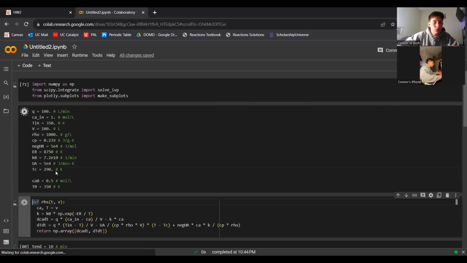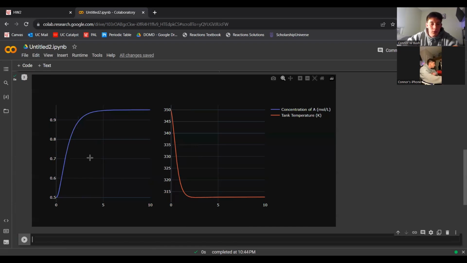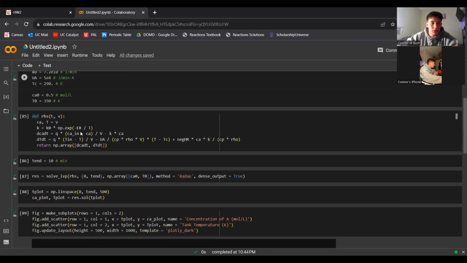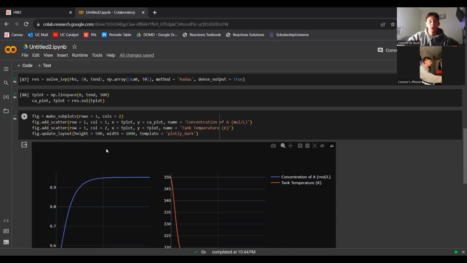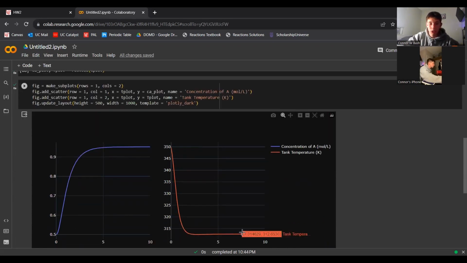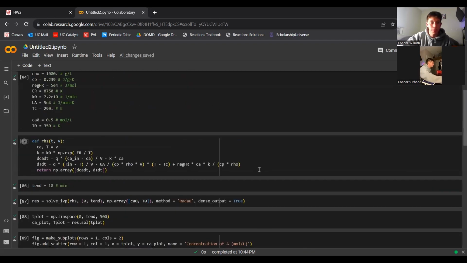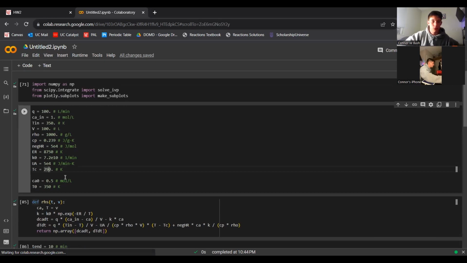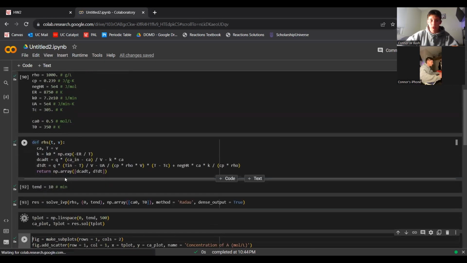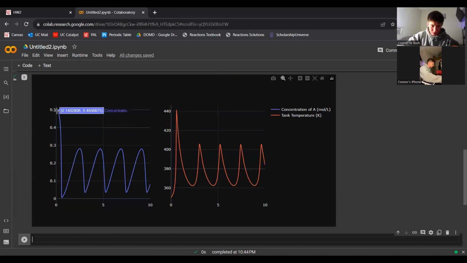So let's go back to 290. If we decrease the cooling temperature, it's going to increase our concentration and ultimately decrease the tank temperature. So that makes sense. And then let's say we're going up to 305. We're increasing the cooling temperature. We get this sort of oscillation, and we're not reaching a steady state here.